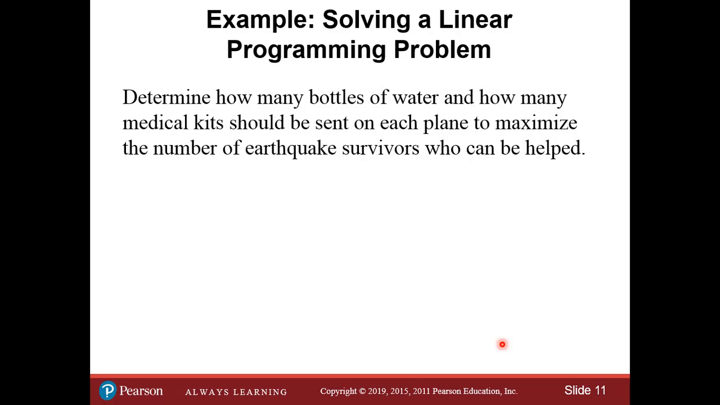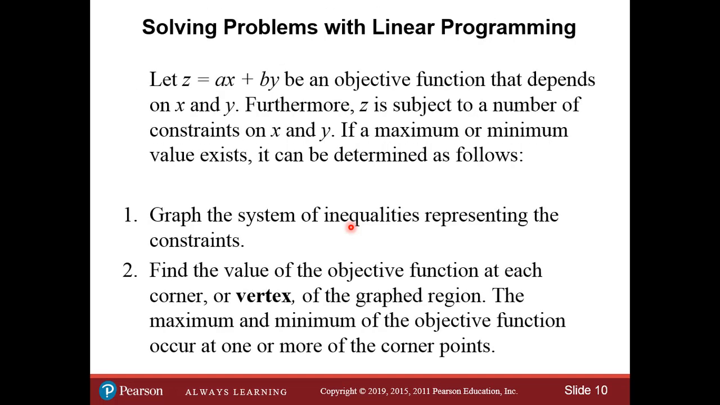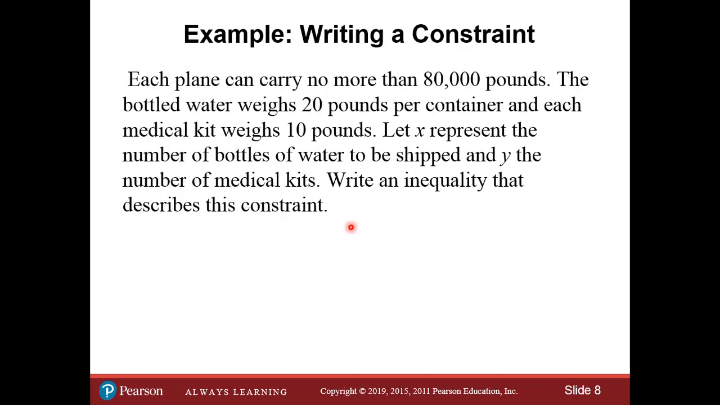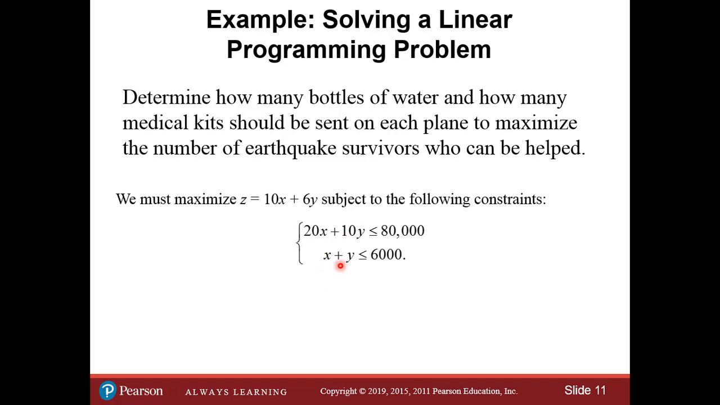So now what we're going to do is use the information to determine how many bottles of water and how many medical kits should be sent on each plane to maximize the number of earthquake survivors who can be helped. So here's our objective function that we need to maximize. Here's the system of two equations. So let's see here. Yeah, so they added another constraint. So we have these two constraints.